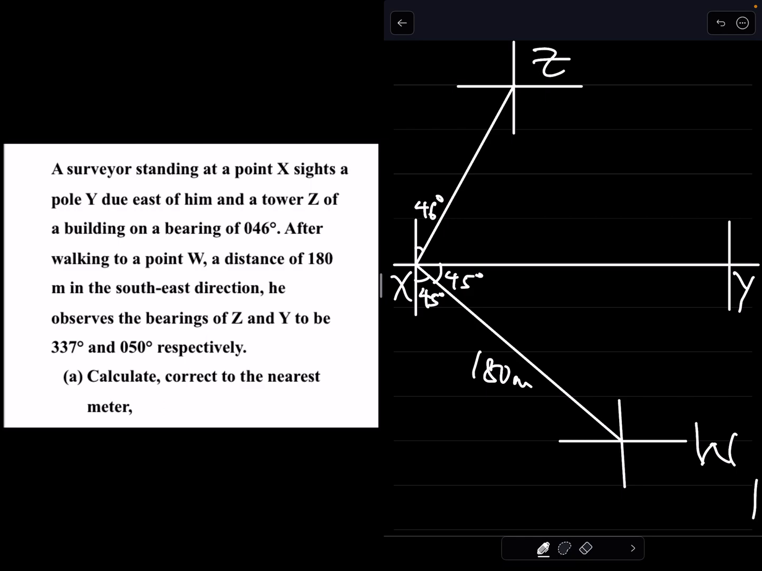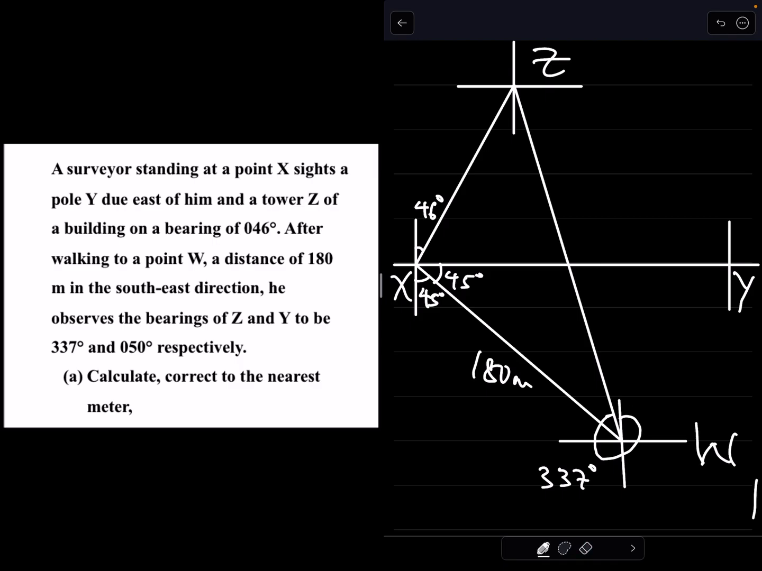Now, he observes the bearings of Z and Y to be 337 degrees and 50 degrees respectively. That means the bearing of Z from W is 337 degrees, somewhere around there. And the bearing of Y from W is 50 degrees.